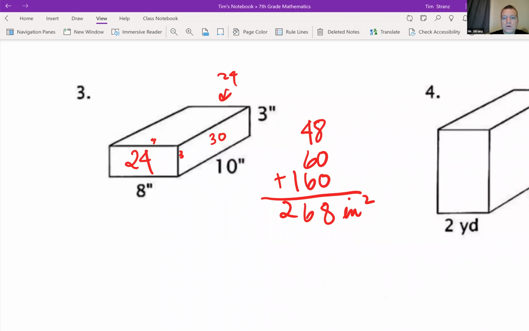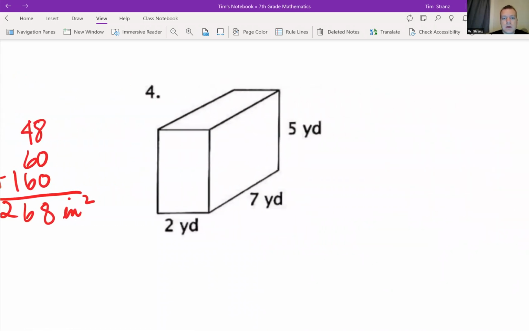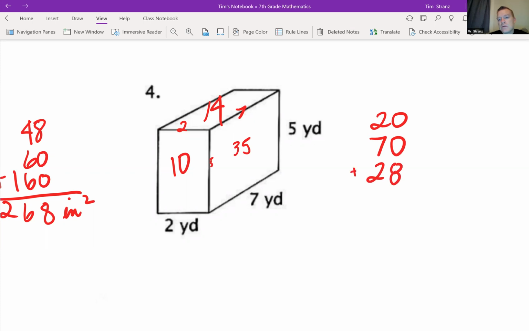Okay, number 4. I'm going to do the front of the box, which is 2 width, 5 high, which means 10. There's 2 of them, so that means there's 20. If we do the side, the big side here, we got 7 and 5, which is 35. 2 of those is going to be 70. And then the top, you got 7 is the length here, 2, so you know that's going to be 14. 14 and 14 is 28. Adding these together, 118 yards squared.